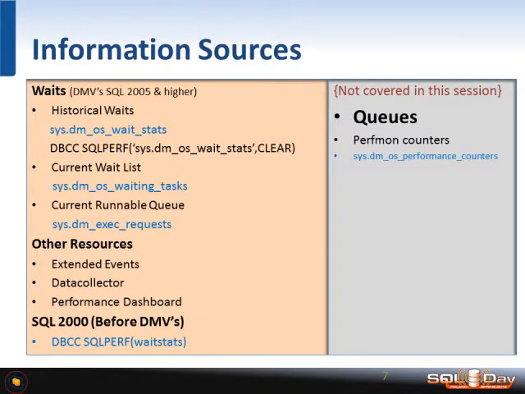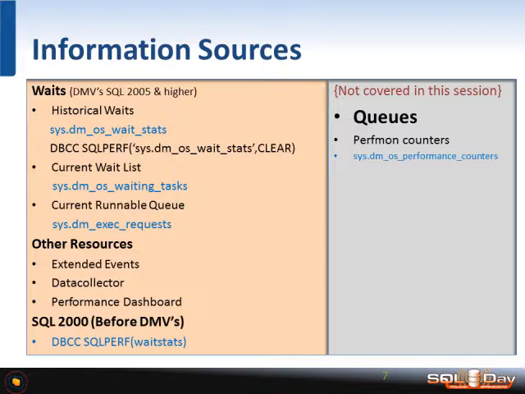The waits themselves are tracked by some internal DMVs, and we're going to be looking at the key one called sys.dm_os_wait_stats. This DMV effectively tracks, at an instance-wide level, the waits that have occurred since the last start of SQL Server, or since you've performed a clearance operation, which you can see here with the code: DBCC SQLPERF, wait stats, clear.